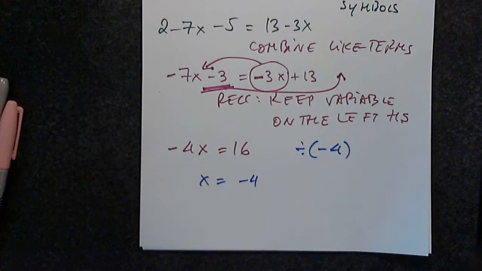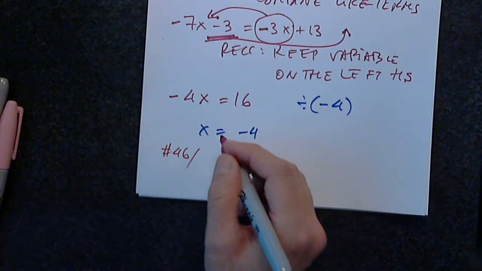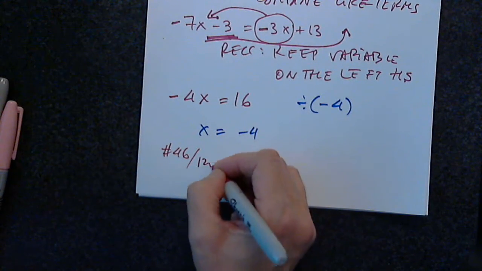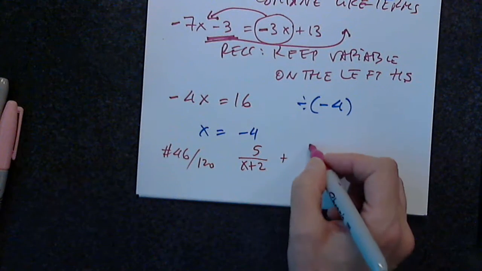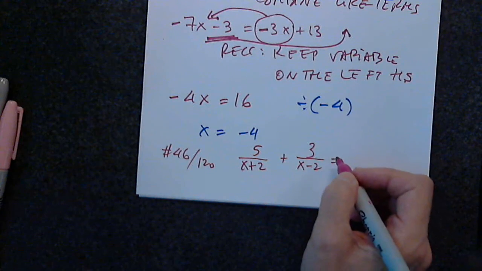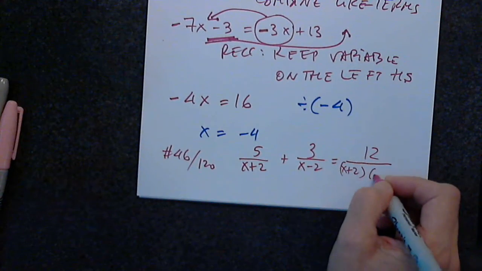Are we okay with this? Yes? Any questions on linear equations? Done? Okay. Moving on to rational equations. So these are way more sophisticated, a completely different type of equation. So let's say 46 on page 120. So 5 divided by x plus 2 plus 3 divided by x minus 2 equals 12 divided by x plus 2, x minus 2.